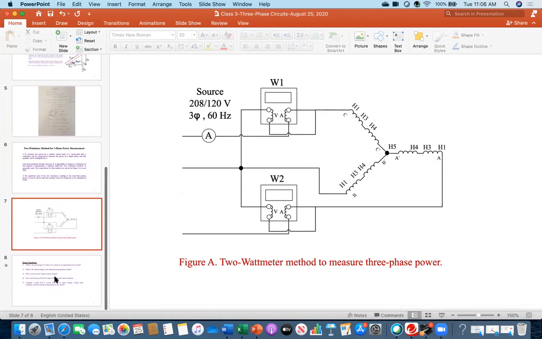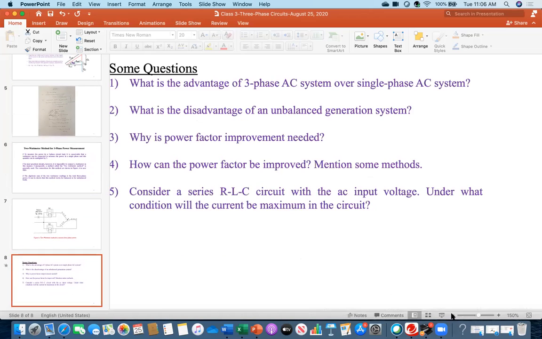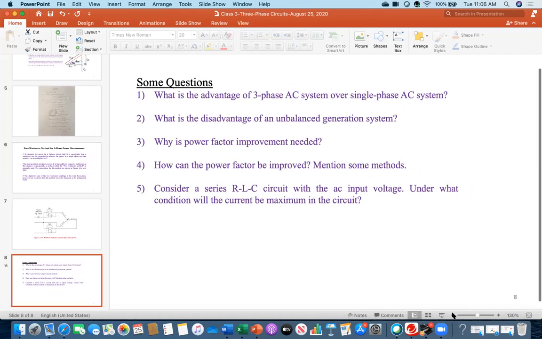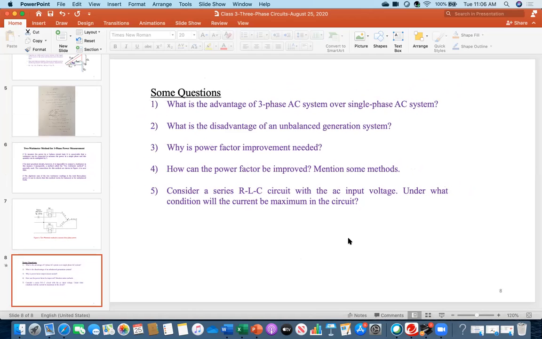Okay, and then I have the last slide for today, just some sample questions, with which we are concluding this chapter, three-phase circuits. Next class, I will be starting the transformer, both single-phase and three-phase. You might expect this type of short question in the midterm or final exam. For example, what's the advantage of a three-phase AC system over a single-phase system?